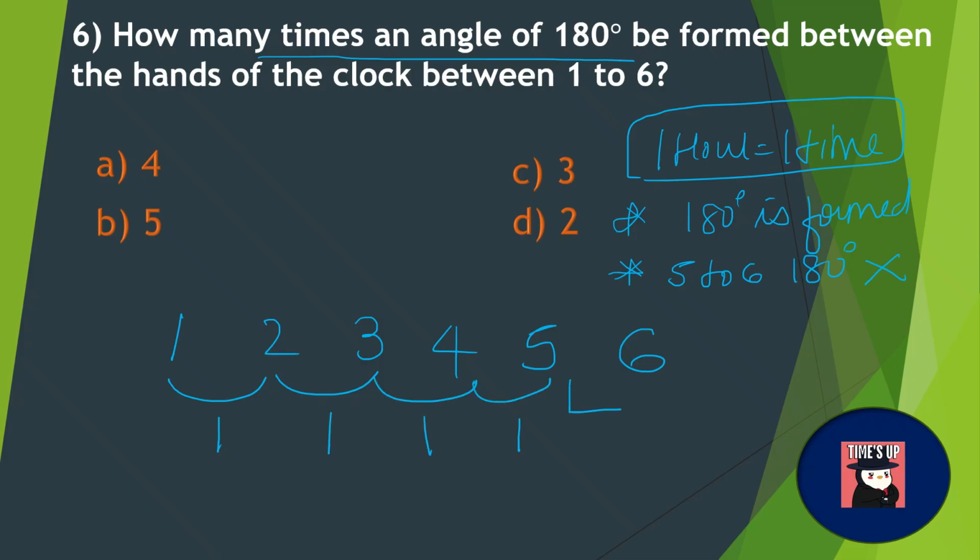Now from 5 to 6, a 180-degree angle is not formed. So what will be the answer? It will be 4. A is the correct option.